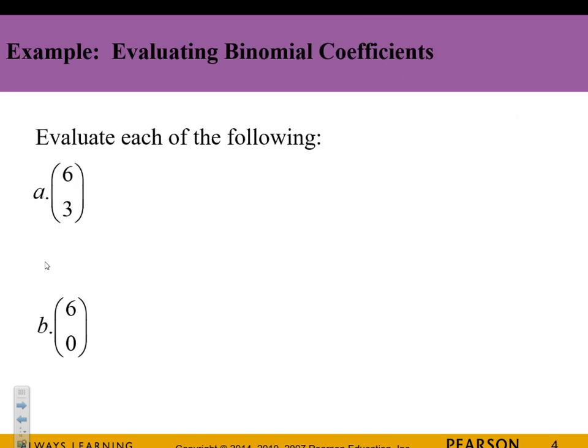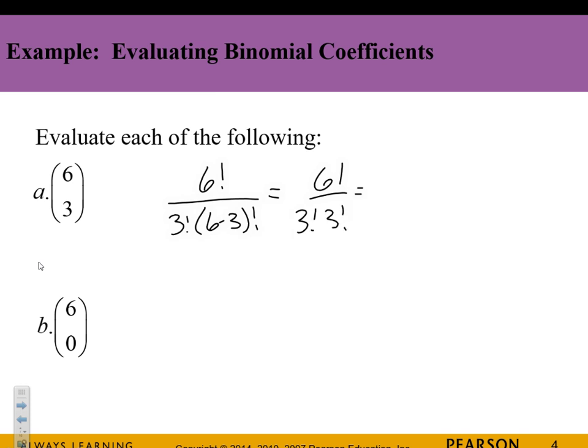So 6 choose 3. How many ways can I have 6 items and choose 3 of them? Well, I can use my formula. What's my formula? n factorial over r factorial times n minus r factorial, so 6 factorial over 3 factorial times 6 minus 3 factorial. So I've got 6 factorial, 3 factorial, 3 factorial, correct? Yes, we can use your calculator, but you want to be able to know how to do it by hand too. So here's what I'm going to do. That means that we've got 6 times 5 times 4 times 3 times 2 times 1 over 3 times 2 times 1 times 3 times 2 times 1.